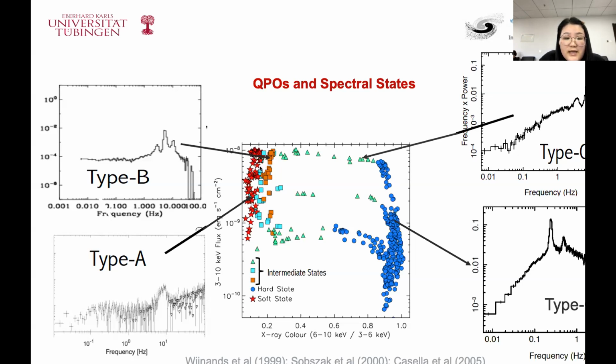And when the source evolves to the soft state, here you can observe the appearance of type B QPOs, but this is not necessarily observed in all black hole sources. And then when the source evolves to the high soft state, at this point you can observe some of the type A QPOs. It's dominated by the red noise and the broad feature of these QPOs at this 10 to 30 hertz. But it has to be noted that type A QPOs are very rarely observed in black hole sources from our RXTE data, because most of the black hole sources cannot transition to the high soft state.